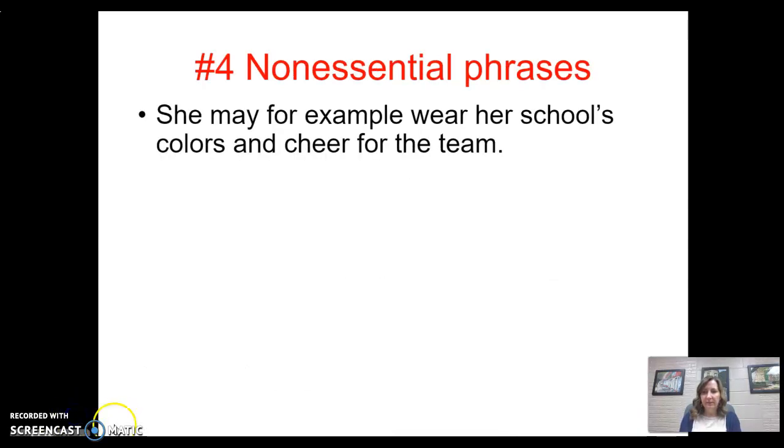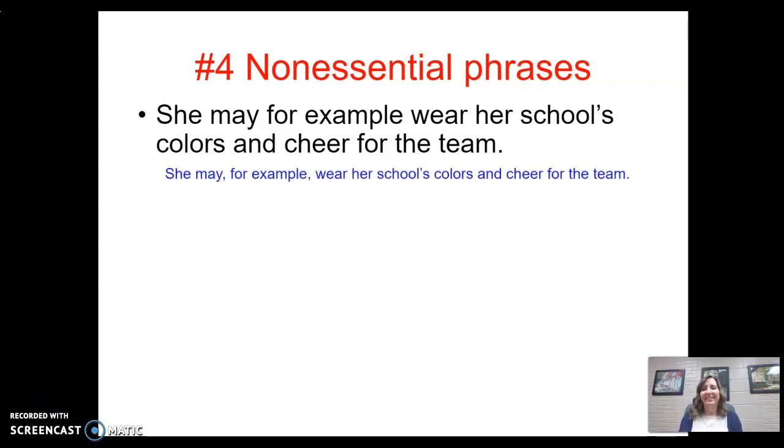So, I need to forward my slide. Okay, so: She may, for example, wear her school's colors and cheer for the team. And the way I read that sentence, it probably was clear to you that "for example" is our non-essential phrase in this sentence. We could pull that out and it would just be, she may wear her school's colors and cheer for the team. So "for example" is an example of a parenthetical expression that we use in English.